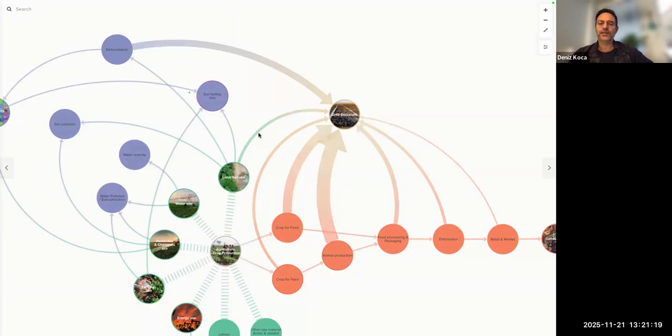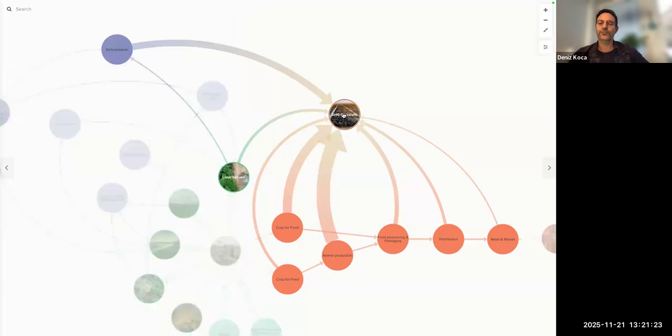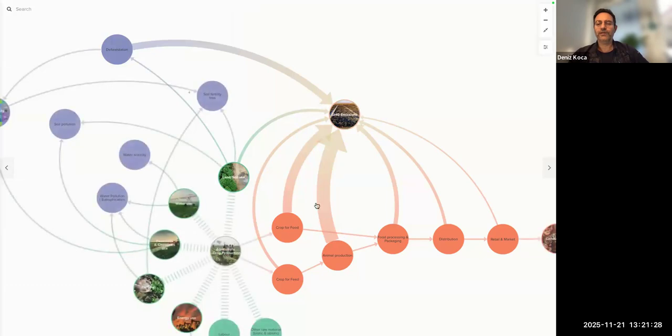So if you add up all these things, feed and animal production, almost 60% of the whole emissions coming from the food sector is directly linked to animal production. So it's the meat and the dairy. And we need to do something there.